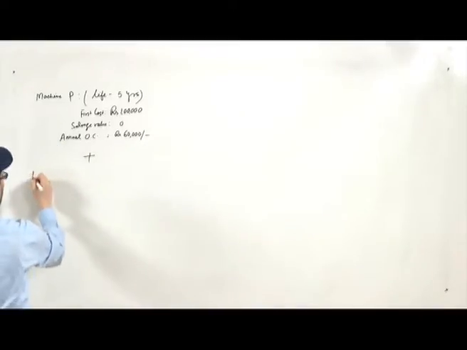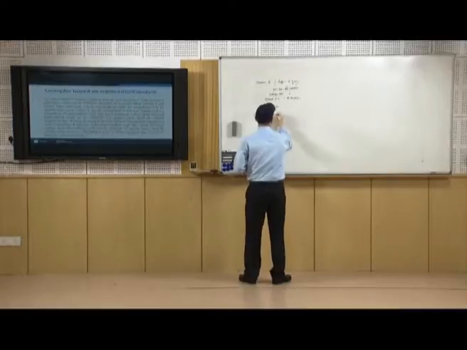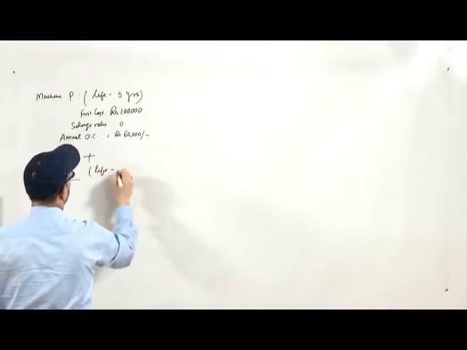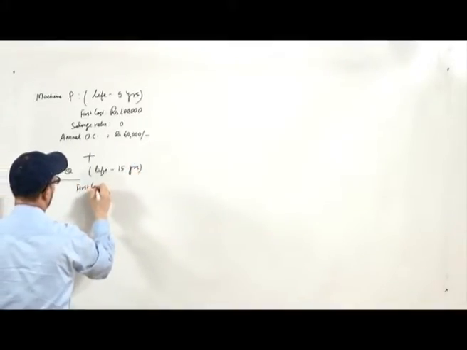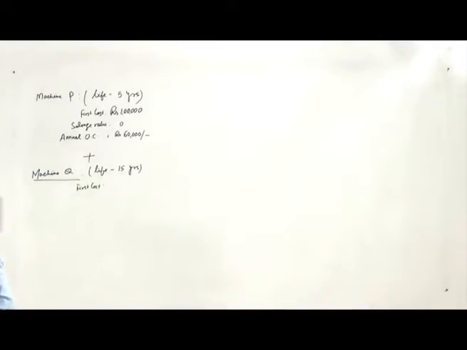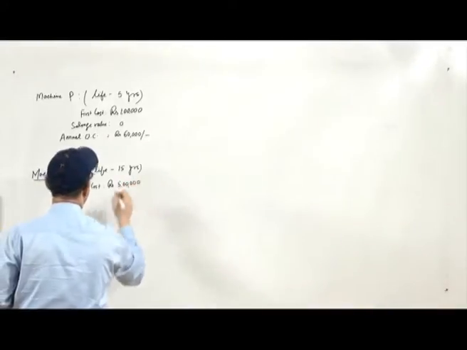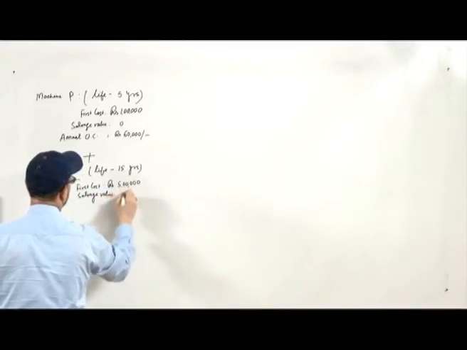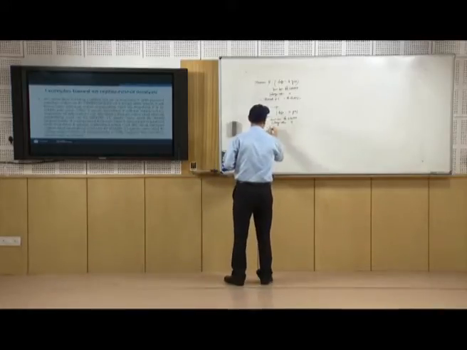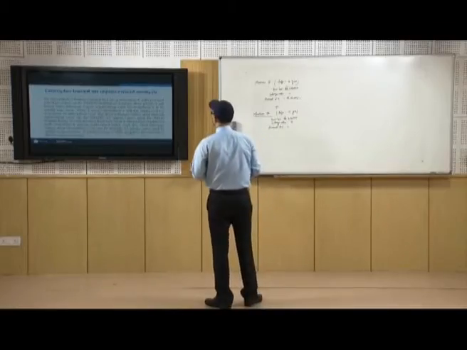Plus, after 5 years machine Q is coming. It has life of 15 years, first cost is given as rupees 5 lakh, salvage value again given as 0 and annual operating cost is given as rupees 30,000.